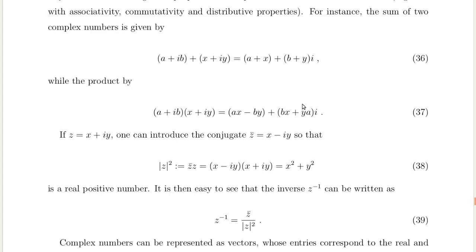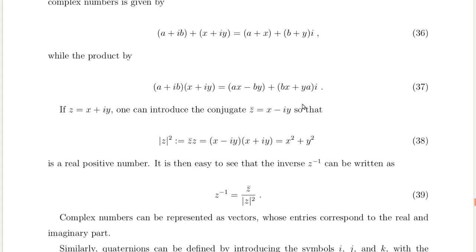So then the absolute value of a complex number is simply the product of the complex number times its conjugate, and this absolute value is a real number, always positive, and it is easy to see that the inverse of a complex number can be written as the conjugate of the complex number divided by the modulus. Moreover, a complex number can be represented as a vector, where the entries correspond to the real and the imaginary part.